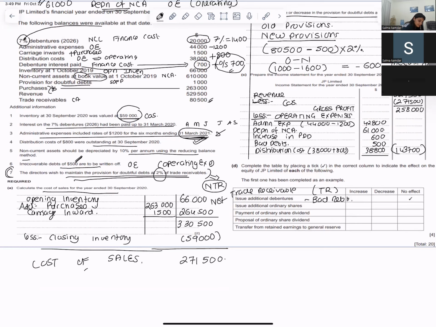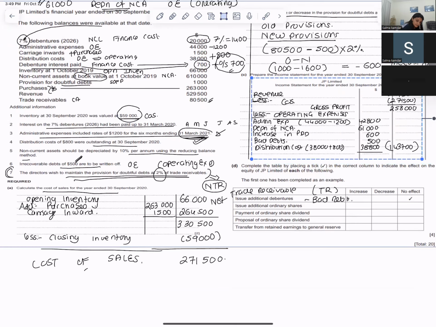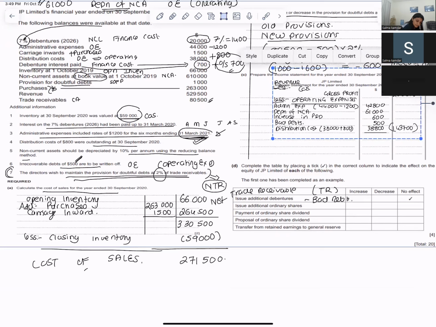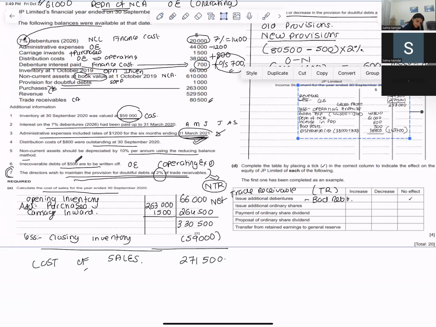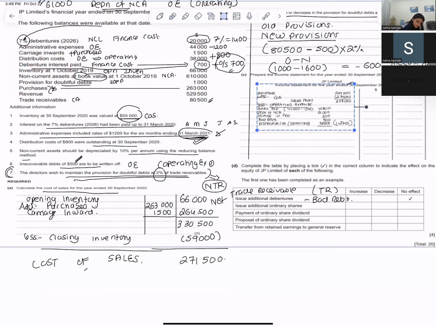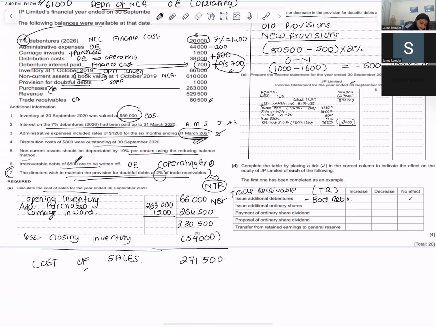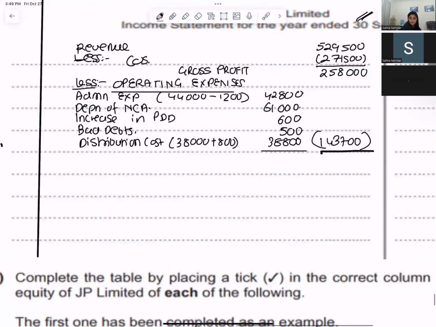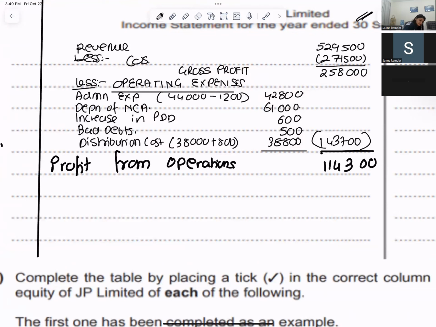So 258,000 minus that, what is it coming to? 114,300. This will become your profit from operations. Then what we do is less finance cost.